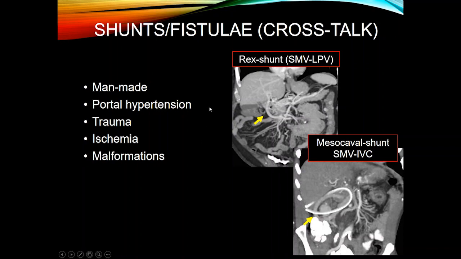So now we move on finally to tangles. These are just examples of shunts and fistulae. They may very well be man-made, so you kind of want to know that, or look at the structure of it to understand that it's a man-made shunt. We see rec shunts from the SMV to left portal vein, mesocaval shunts from SMV to IVC to treat things such as portal hypertension.